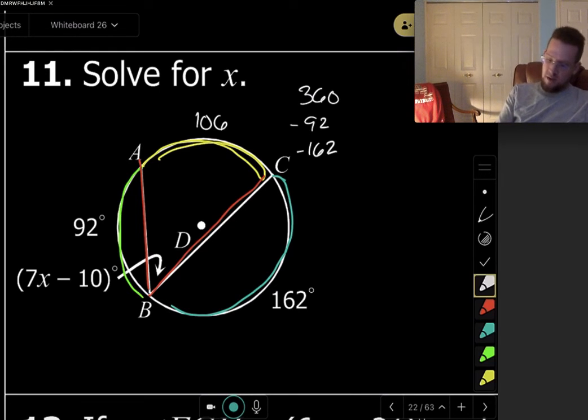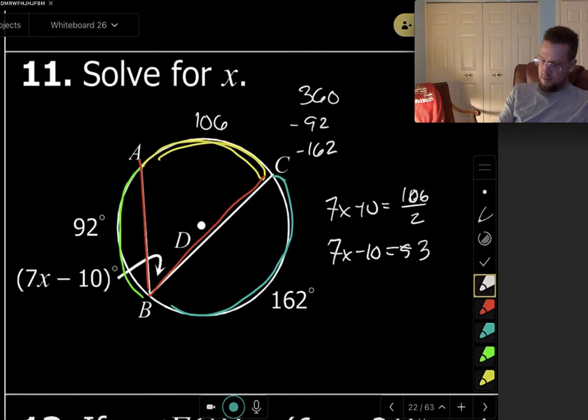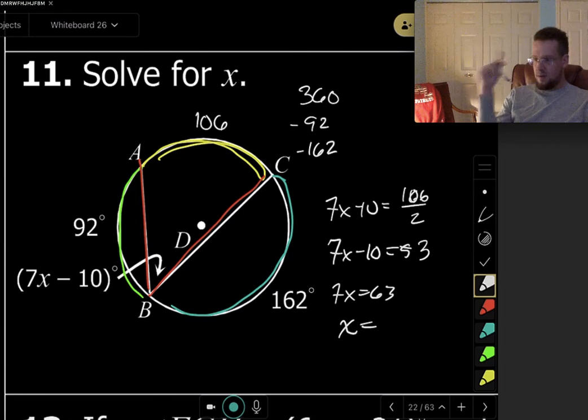And so now we can see, okay, well, these angles are not equal, but instead they're half. And so 7x minus 10 will be equal to half of 106, which is 53. So 7x minus 10 is equal to 53. 7x is equal to 63. X is equal to, ta-da, 9.